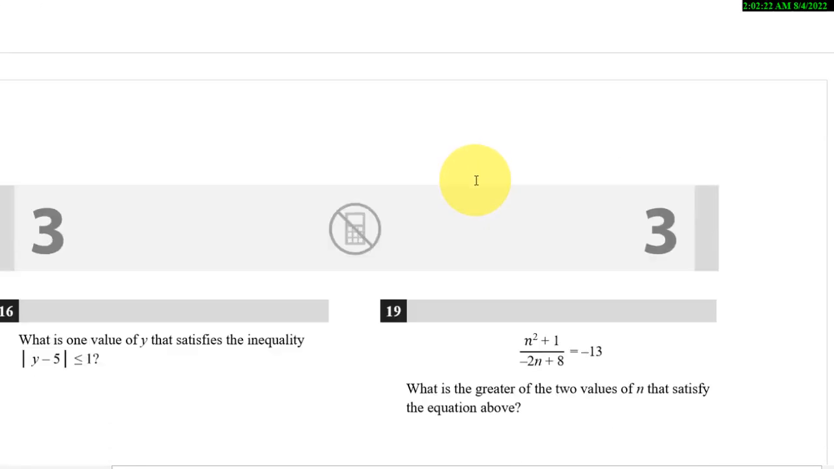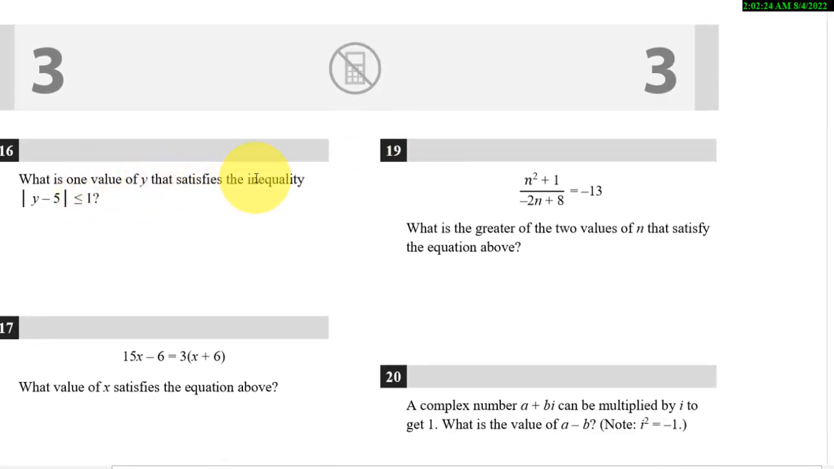Okay, number 16. What is one value of y that satisfies the inequality? So looking at this inequality here, we want one value of y that will be able to satisfy the inequality. And which value can that be? We subtract it from 5, it leaves us with a value that is less than or equal to 1. That value is going to be 4.